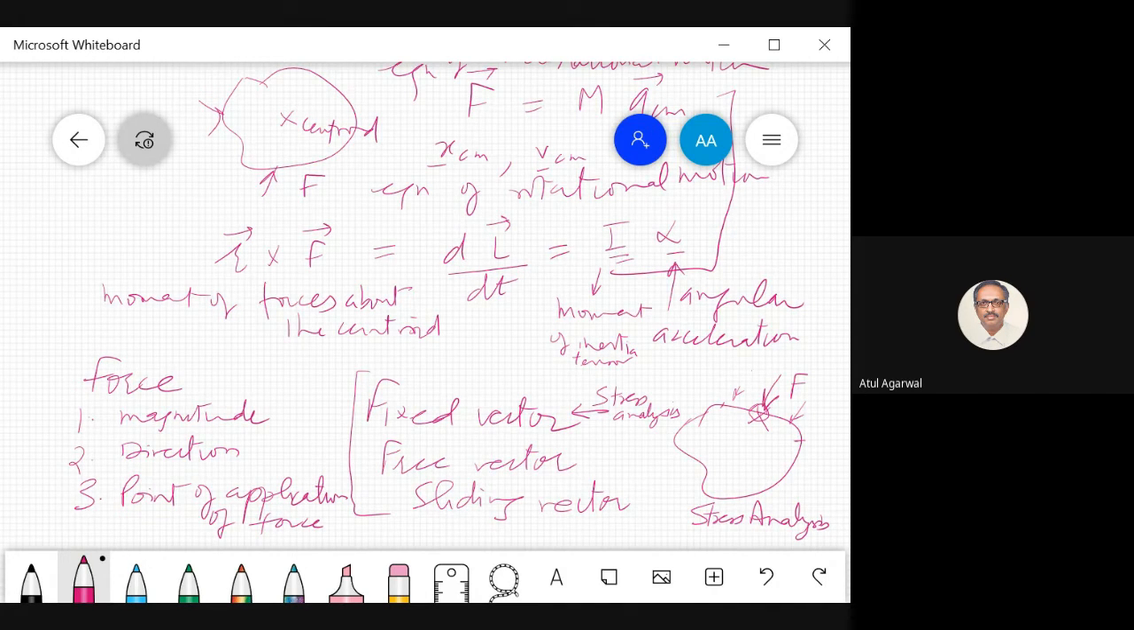Another thing is sliding vector. What is the meaning of sliding vector? You can slide the force along the line of action. You can slide it anywhere. Then you can analyze its rigid body mechanics. Its rigid body mechanics will not change.